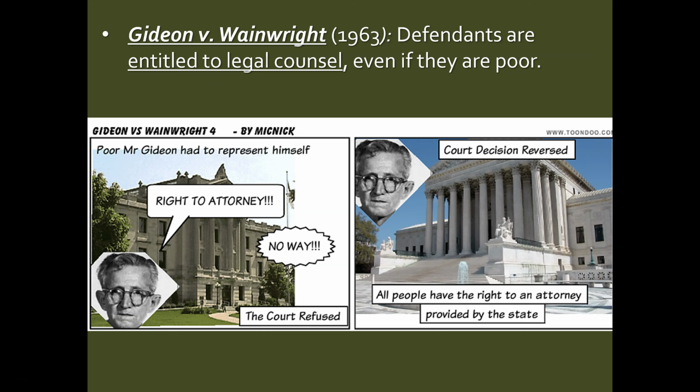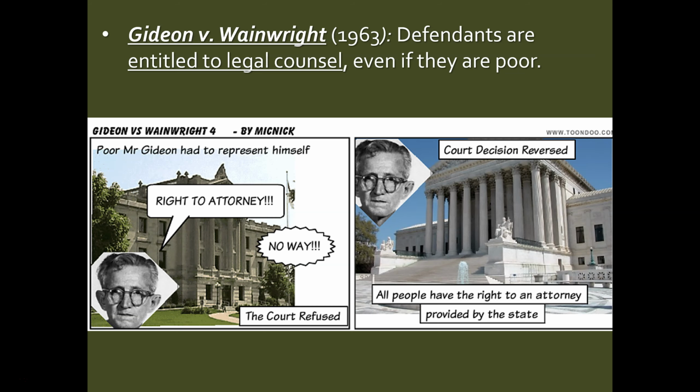All right, 1963, Gideon versus Wainwright. The precedent set by this court case is that defendants are entitled to legal counsel even if they can't afford said legal counsel. So you've heard of public defenders. What they do is they are paid by the government to represent people who can't afford a lawyer of their own. That way, in theory, a person doesn't get less justice just because they're poor.